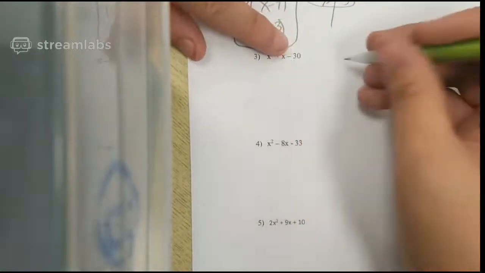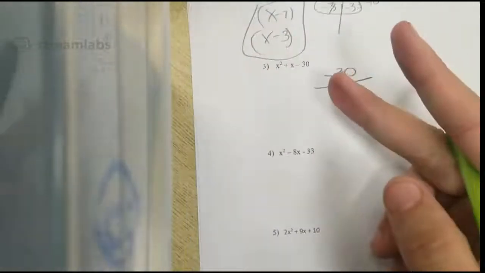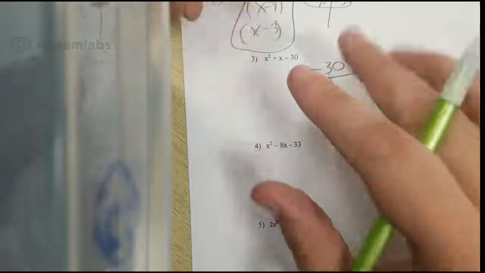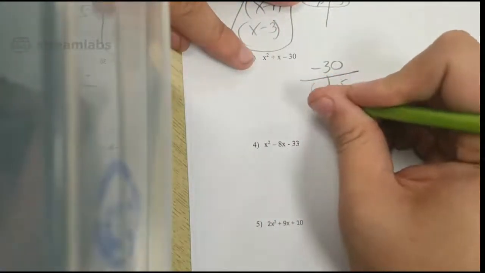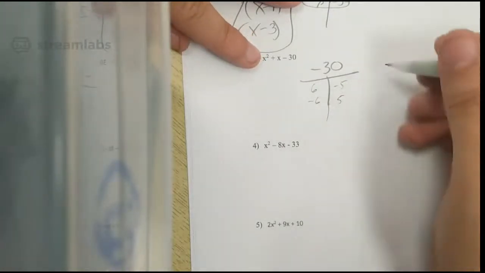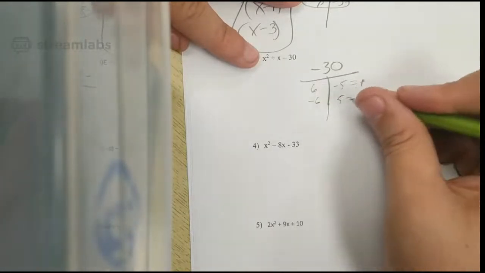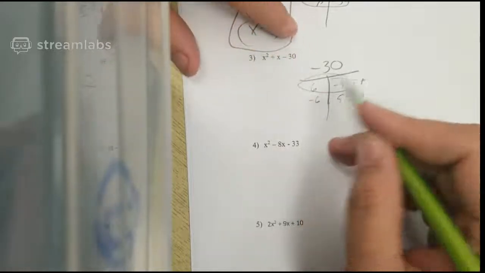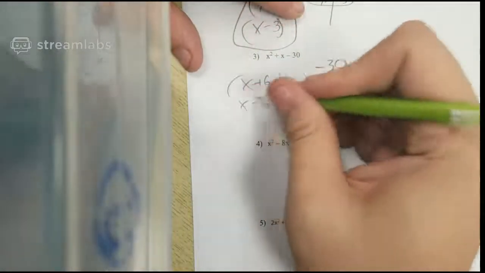What multiplies to negative 30? To multiply to a negative number, you need one positive, one negative. So instead of adding to positive 1, you're kind of actually subtracting to positive 1. So we have 6 and negative 5, and negative 6 and 5. Let's see those numbers. 6 plus negative 5 is positive 1. Negative 6 plus 5 is negative 1. Well, I'm looking for a positive 1, so it's this set right here. So x plus 6, x minus 5.